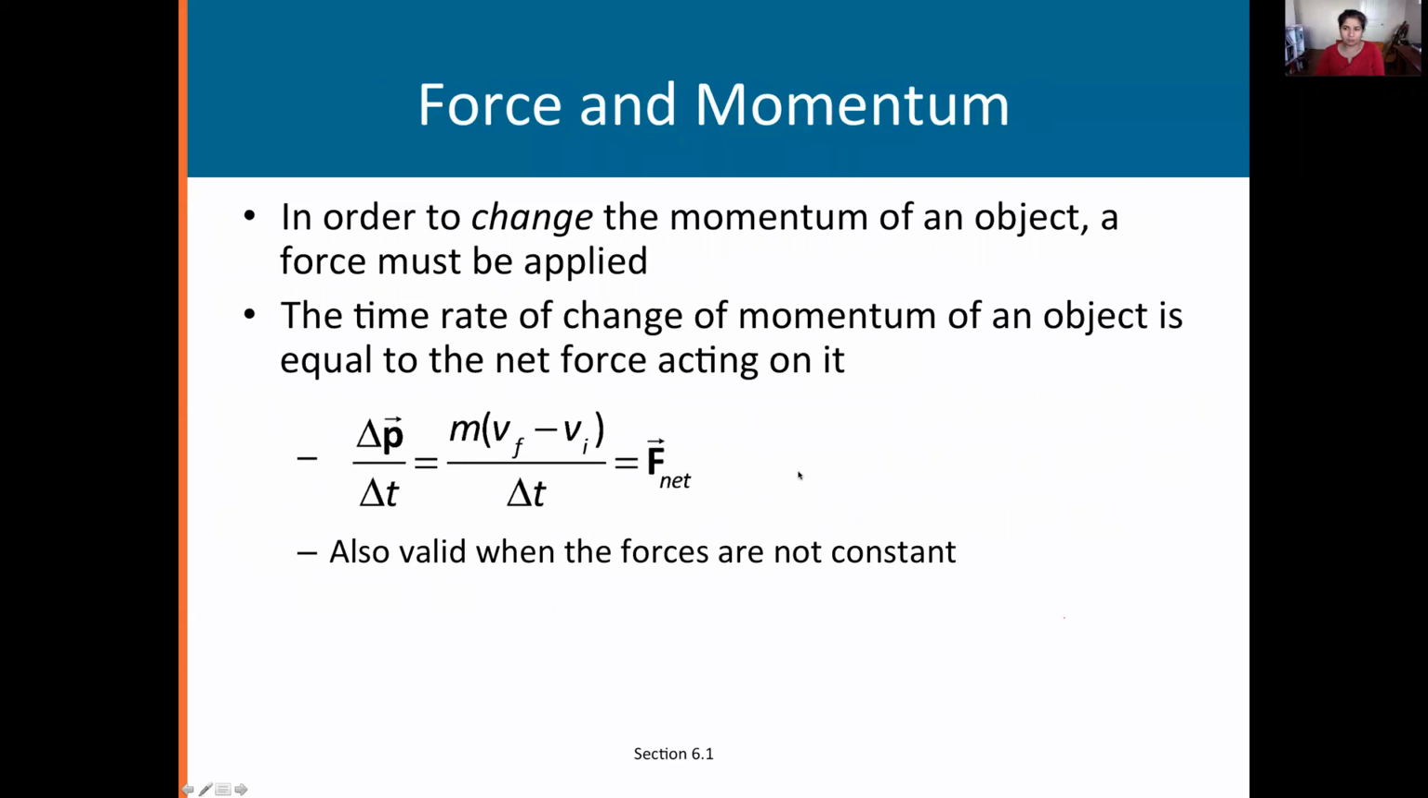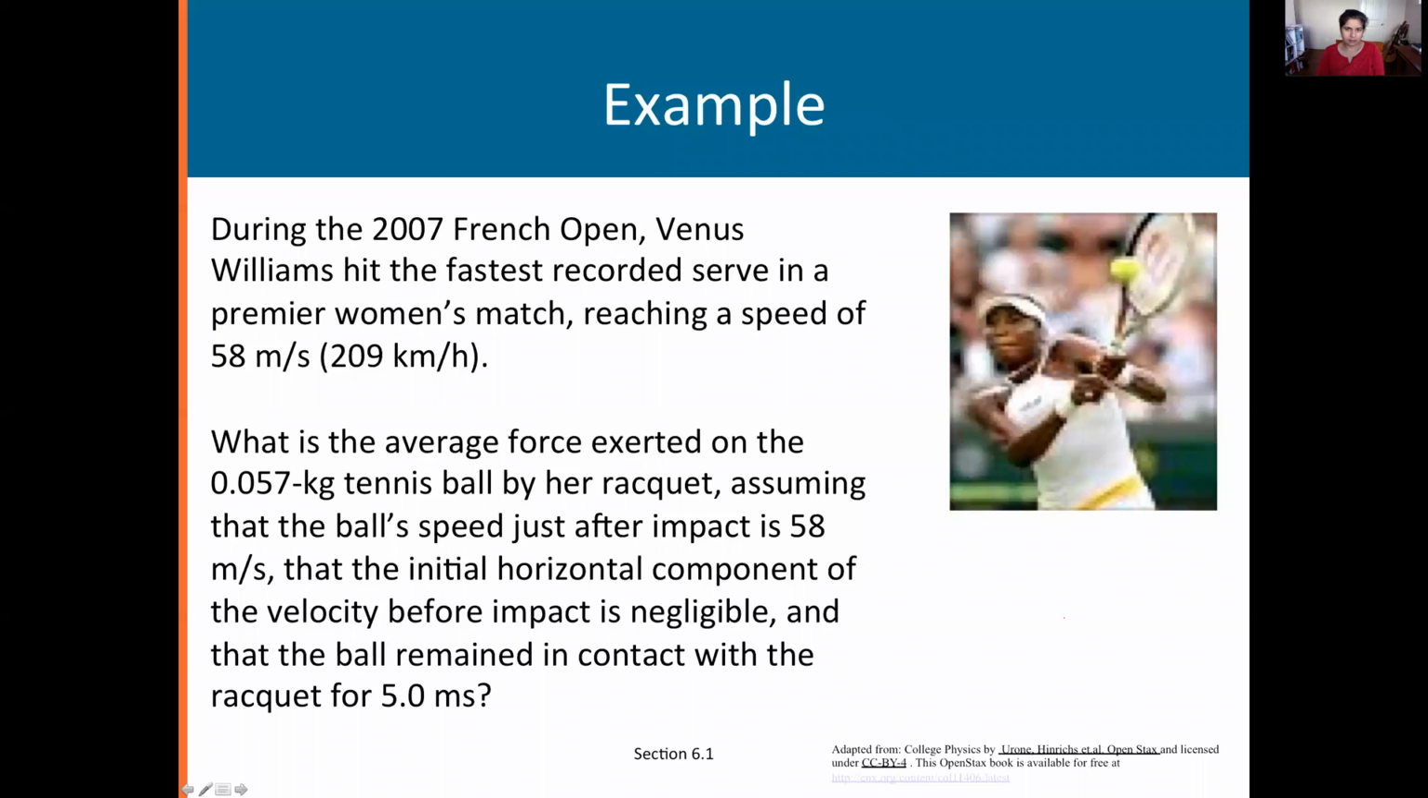So for a change in momentum to happen, an external force must be applied. The time rate of change of momentum of an object is equal to the net force acting on it. This equation is also true when the force is not constant, but mostly we will consider cases where the force's magnitude is constant. So let's do a problem on this.